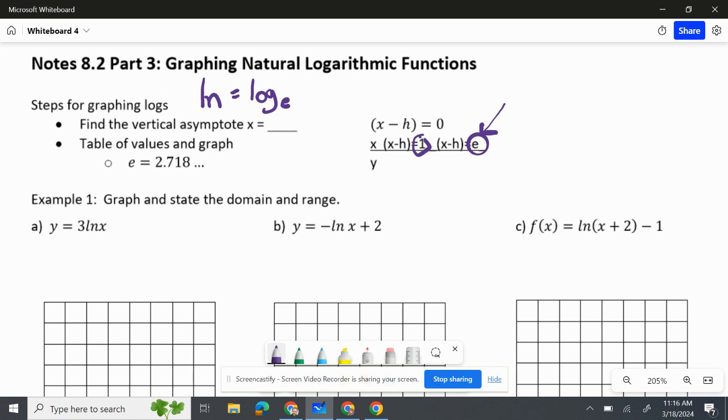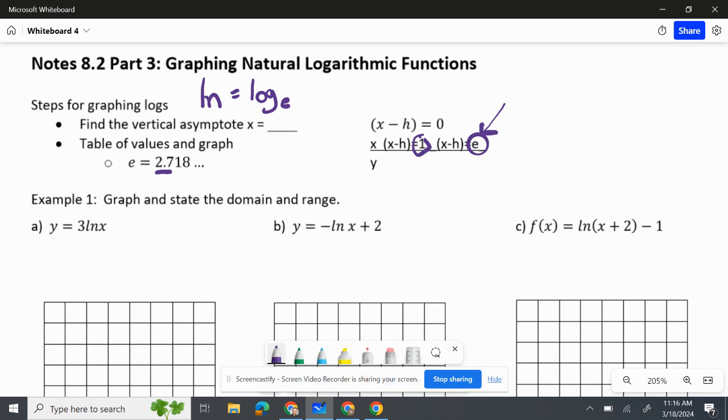Now, what we have to remember is that e is 2.718 and it continues, but we're just going to use the number 2.7. The reason why is because we're going to be plotting a point, and whether it's 2.7 or 2.718, it's really not going to make much of a difference when we're plotting the point. So we're just going to use 2.7 to make it easier for us.